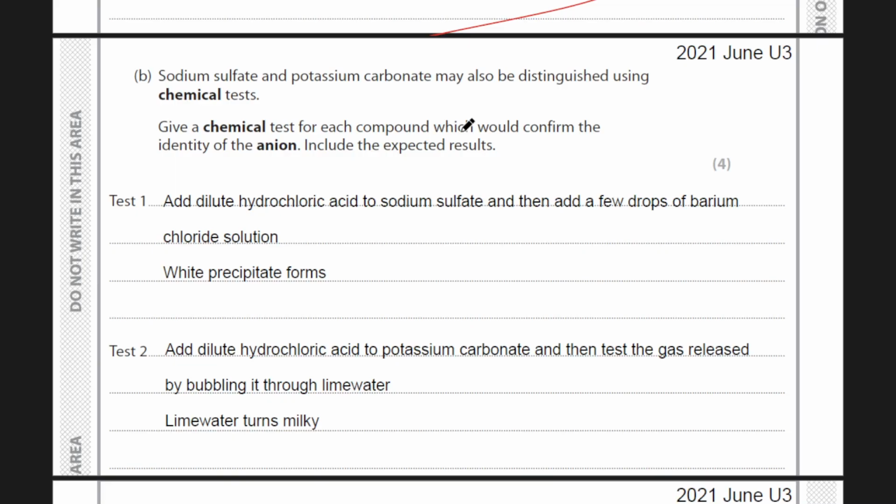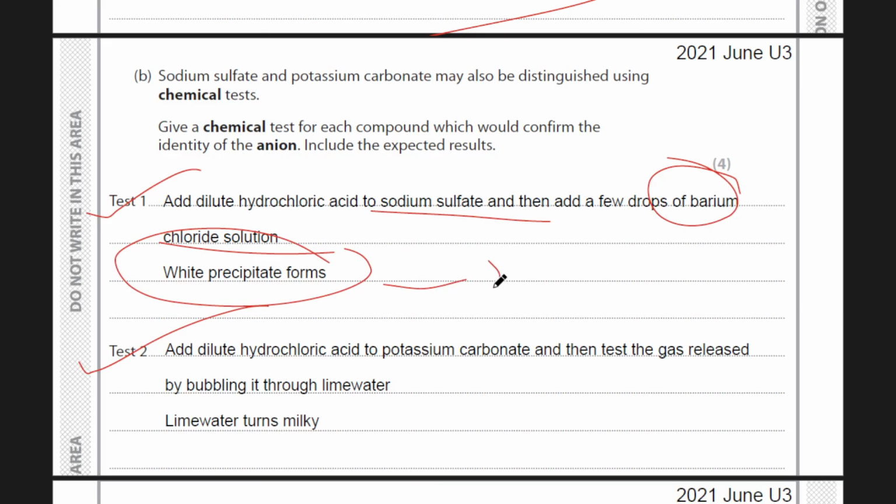So provide a chemical test for each compound which should confirm the identity of the anion. Include the expected results. So you've got test 1, you've got test 2. Obviously, sodium sulfate, right? If we add dilute hydrochloric acid to sodium sulfate and a few drops of barium chloride solution, this is basically a test for sulfate.